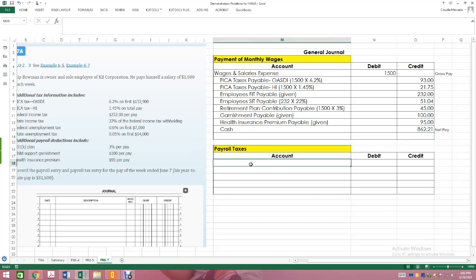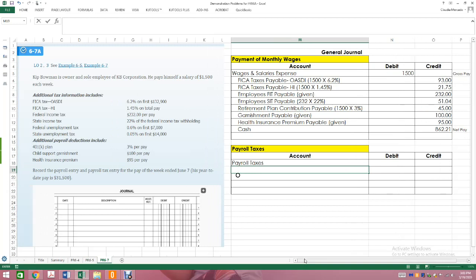Now, the employer also has to pay payroll taxes. There's two taxes that have to be paid here, and in this case, the only deductions that they're doing for payroll taxes are, let me see. Okay, here it is. Now, we have to be careful. Look at this last sentence here. Record the payroll entry and the payroll taxes for the pay week ended June the 7th.